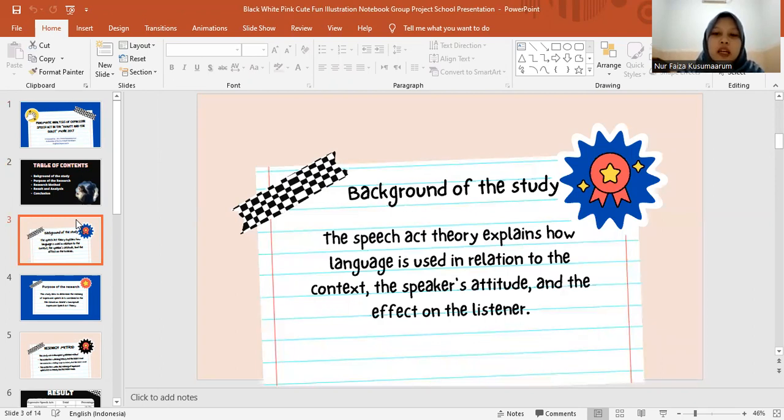Background of the study. The Speech Act theory explains how language is used in relation to the context, the speaker's attitude, and the effect on the listener.